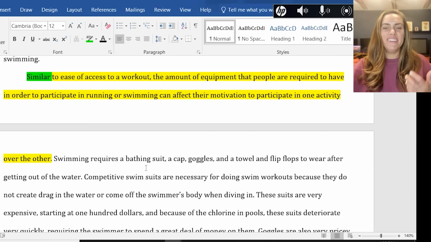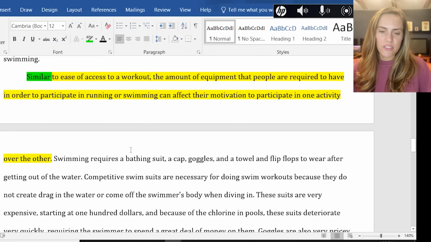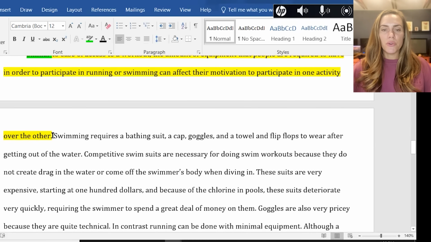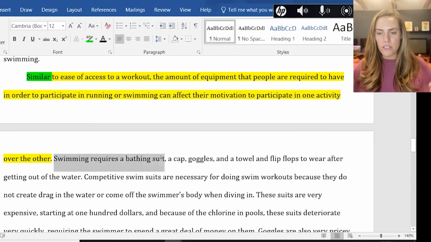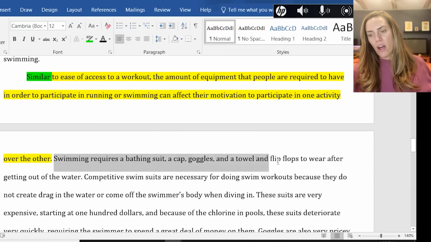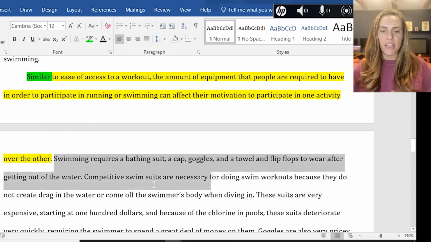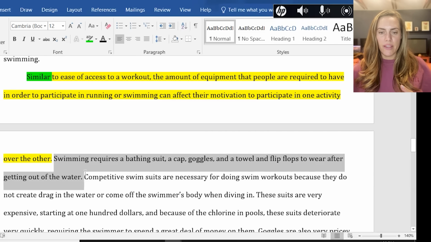Even though I don't really believe it, I actually really love swimming. I'm just trying to give you an example. All right, so here's my first point in that paragraph. Swimming requires a bathing suit, a cap, goggles, a towel, and flip-flops to wear after getting out of the water.